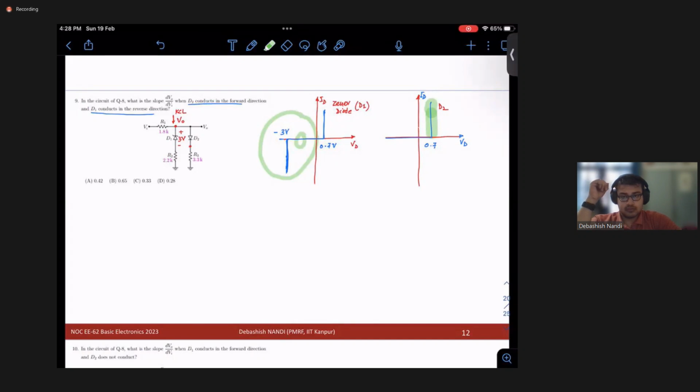What do we mean by conducting in this case? If it is here, will the D1 diode be forward biased? It will be reverse biased then. That is fine. But what does the term conducting mean? If this is conducting, that means what basically?